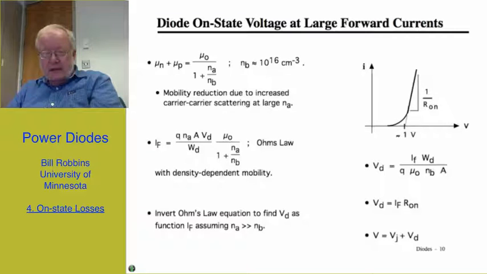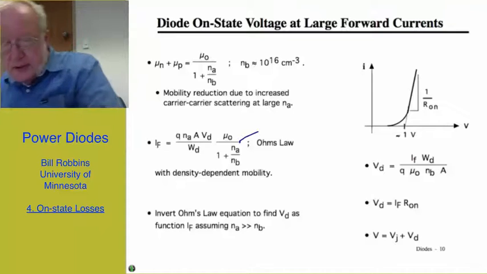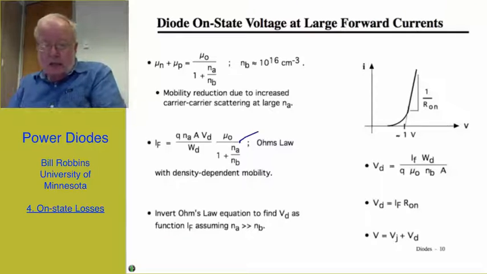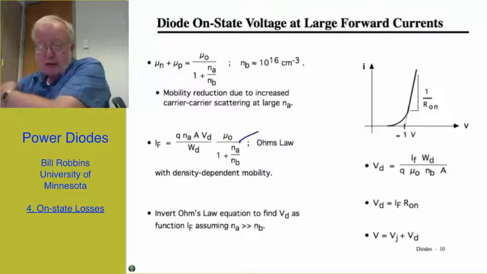If we put that density-dependent mobility into our equation for the forward current and the drift region voltage, this is the equation that results. The reason for the mobility reduction is increased carrier-carrier scattering. That is, at 10 to the 16th and higher, the electrons begin to scatter off of each other because of Coulomb repulsion, and this is the reason for the drop in the mobilities.